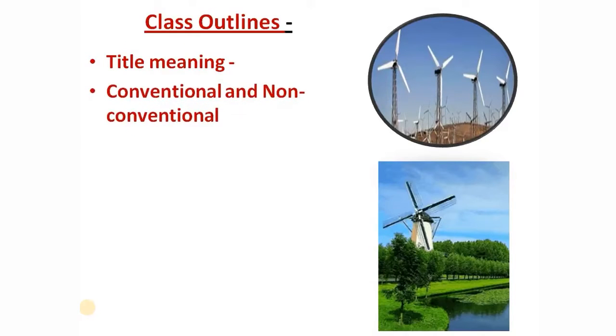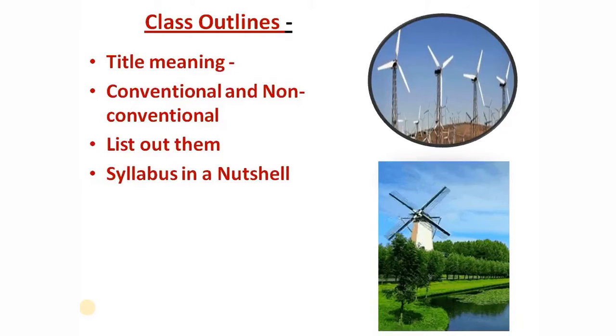And we have two terms. One is conventional energy sources, and the other one is non-conventional energy sources. We will also investigate how they differ, how we differentiate between conventional sources and non-conventional sources. And we can quote different examples for non-conventional sources and conventional sources. So that will also be done.